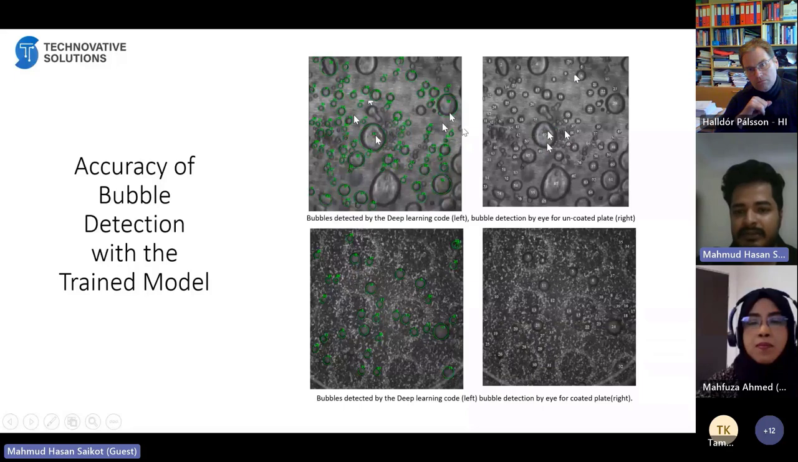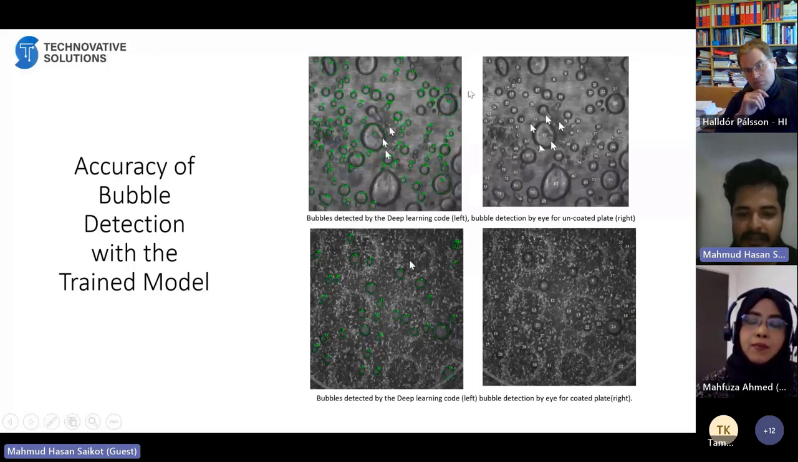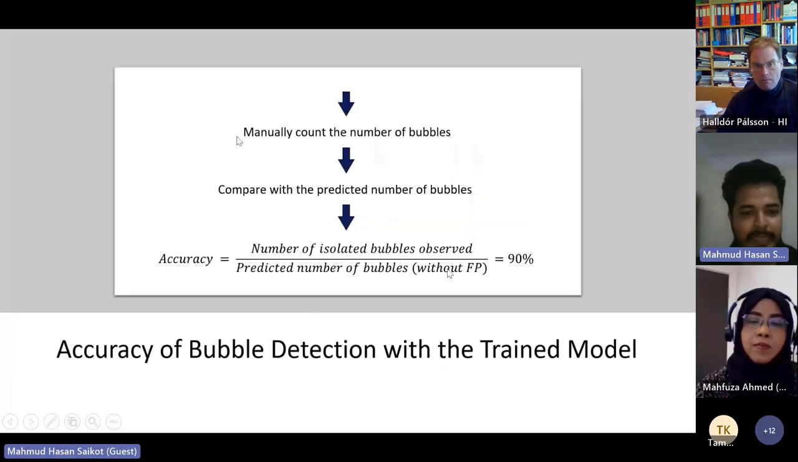Then after that, we compared both of these numbers to see how accurate our algorithm is in detecting bubbles. Just like that, in the lower section of this slide, you can see the images of the coated plates, and we have calculated the accuracy just like we did for the uncoated plate. So yeah, this just tells you how we do it. We manually count the number of bubbles, and then we compare that number with the predicted number of bubbles by the algorithm, and then we calculate the accuracy just by dividing them.